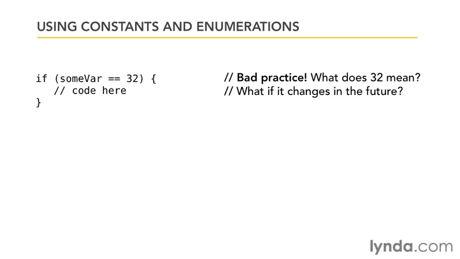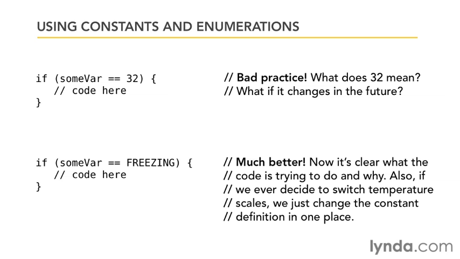Well, the way that we fix this problem is by using constants and enumerations. So we can write the same thing by writing if some var is equal to freezing, then the code runs. That's much better. It's clear what the code is trying to do. It's testing for some freezing value of some liquid. And if we ever decide to switch it, we just change the constant definition in one place.